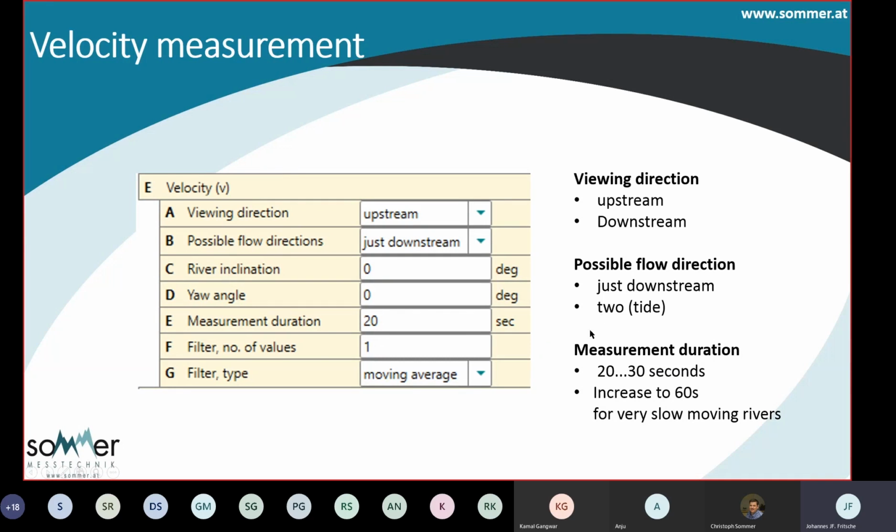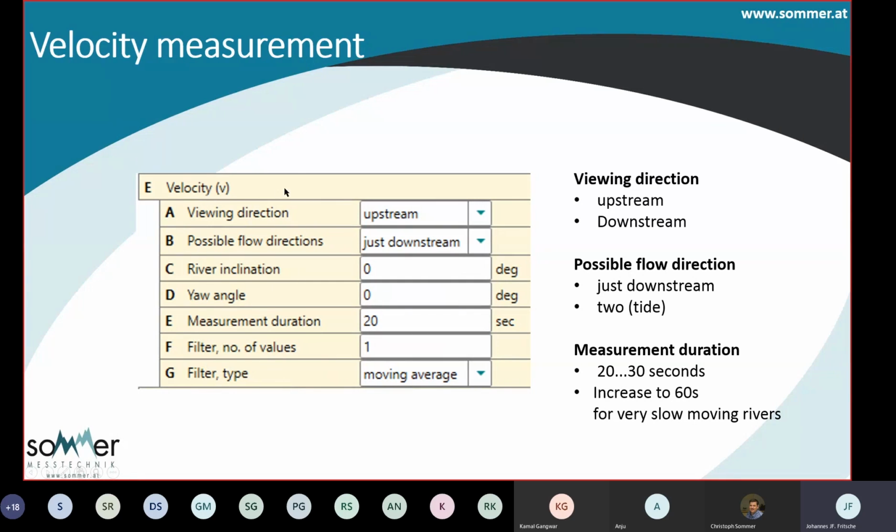And then another setting is the measurement duration. When the flow velocity is measured, that instrument integrates the signals reflected from the surface for about 20 to 30 seconds. This is also the default, the standard values for the measurement duration. You can increase this measurement duration up to 60 or more seconds if you have very slow moving rivers, so that you get a better quality of your flow velocity data.